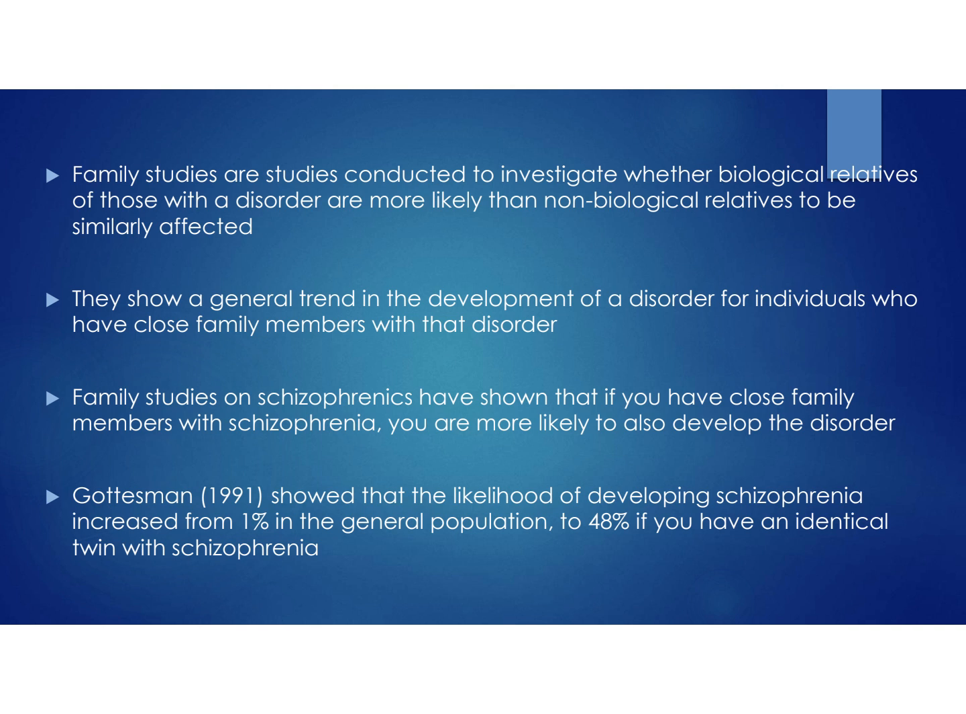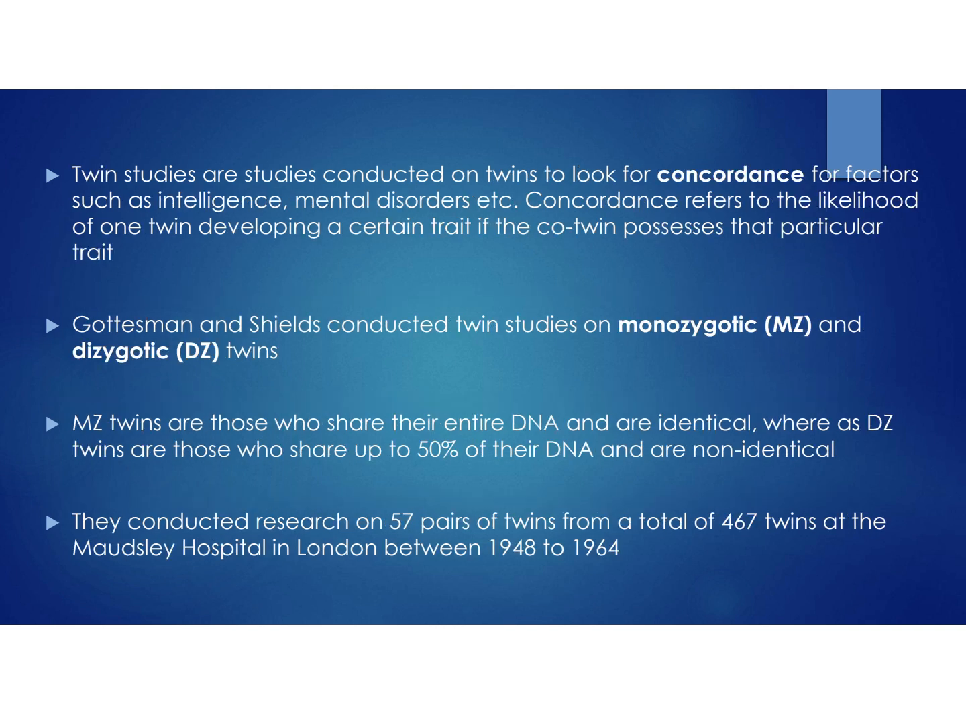For twin studies, there is a very important study by Gottesman in 1991, Gottesman and Shields. And Gottesman noted that the likelihood of developing schizophrenia is 1% in the general population, but this increases to almost 50% if you have an identical twin with schizophrenia. So this was tested through a study that he did on 57 pairs of twins, which he actually got from a larger group of 467 twins at the Maudsley Hospital in London between 1948 and 1964. So 57 pairs of twins.